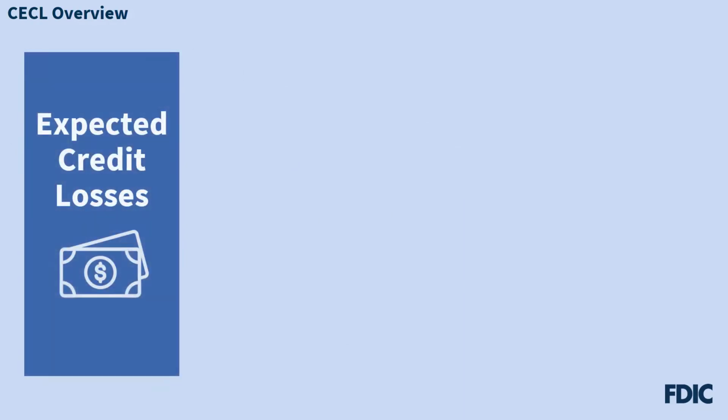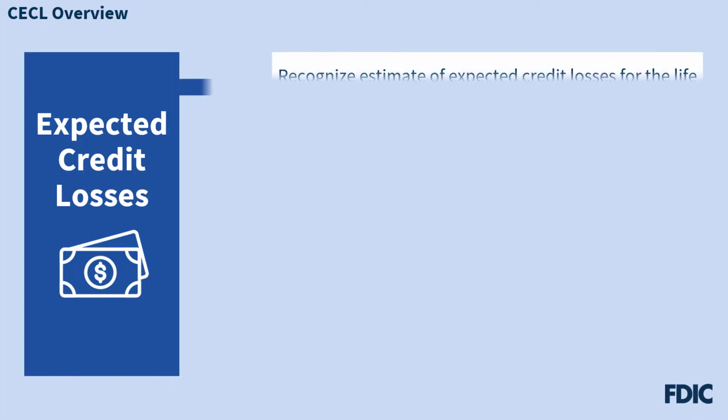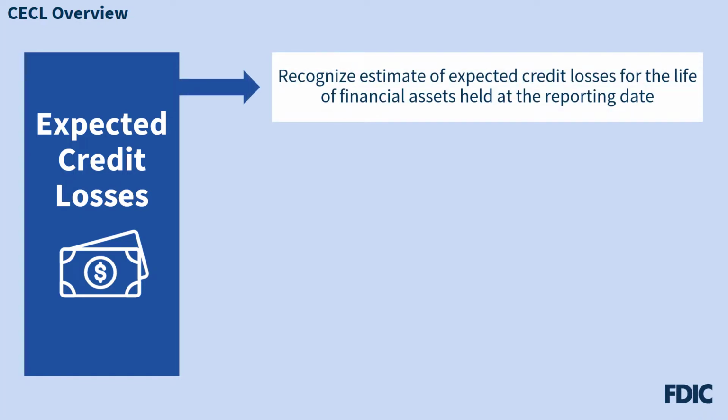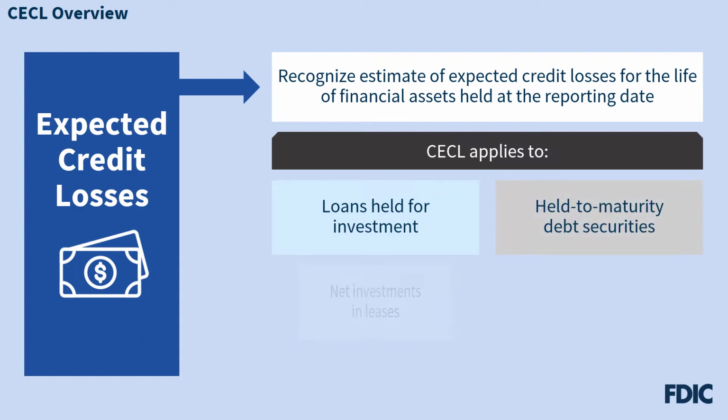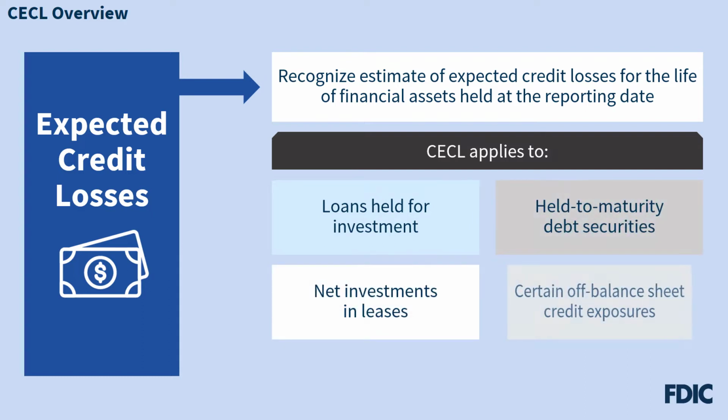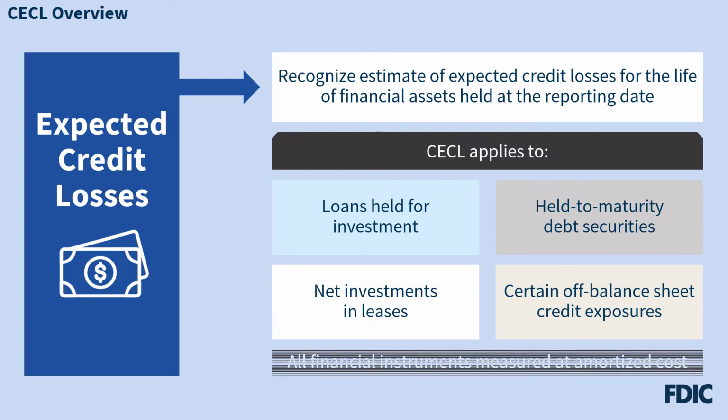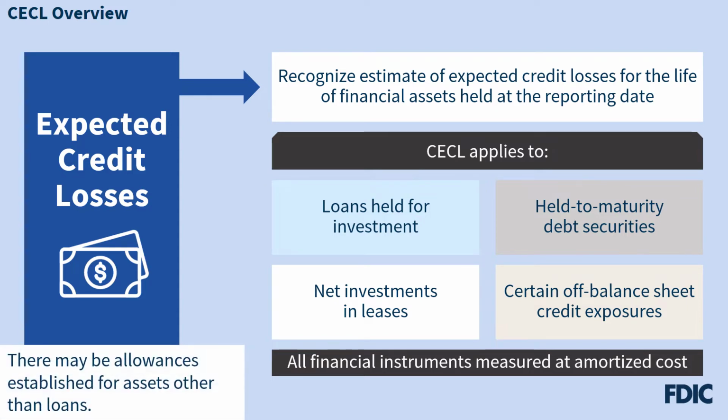This accounting standard is based on expected credit losses rather than incurred credit losses. The bank recognizes its estimate of expected credit losses for the life of financial assets held at the reporting date as an allowance for credit losses. In addition to loans held for investment, CECL applies to held-to-maturity debt securities, net investments and leases, and certain off-balance sheet credit exposures. Essentially, CECL includes all financial instruments measured at amortized cost. This means that when a bank adopts CECL, there may be allowances established for assets other than loans.